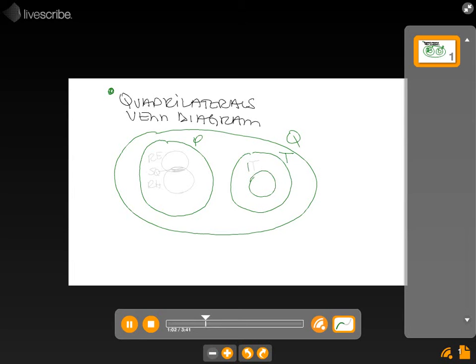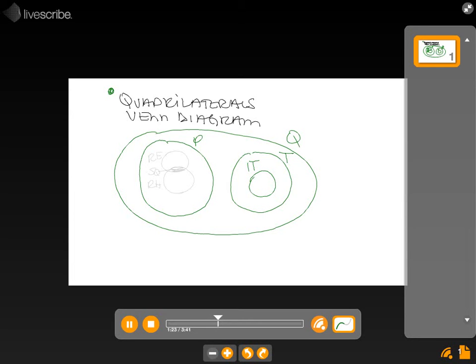There's a group inside the trapezoids called isosceles trapezoids that have congruent legs. Okay? So that's the first group. Trapezoids have one set of parallel sides. Isosceles trapezoids have one set of parallel sides because they're a trapezoid, and the legs are congruent.